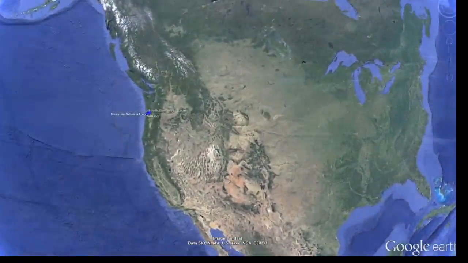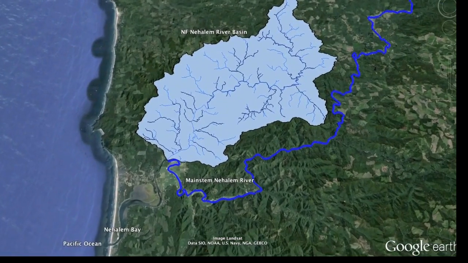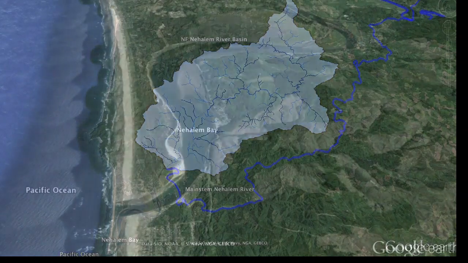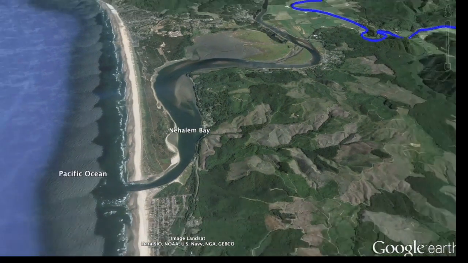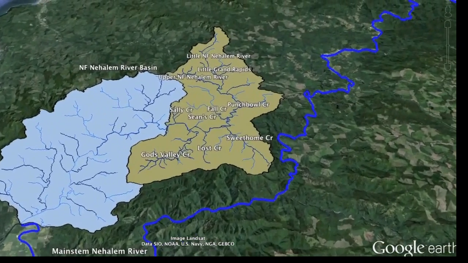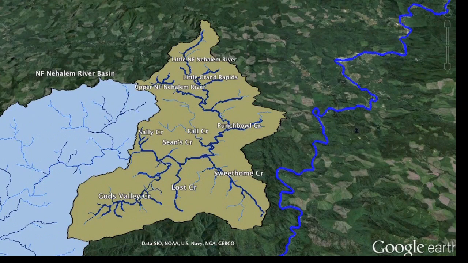Located in the northern Oregon Coast Range, salmonid life cycle monitoring began in the North Fork Nehalem River Basin in 1998. Approximately 20 miles upstream of the Pacific Ocean and 12 miles upstream of the main stem Nehalem River, the North Fork Nehalem Life Cycle Monitoring Basin contains 48 miles of coho rearing and spawning habitat.